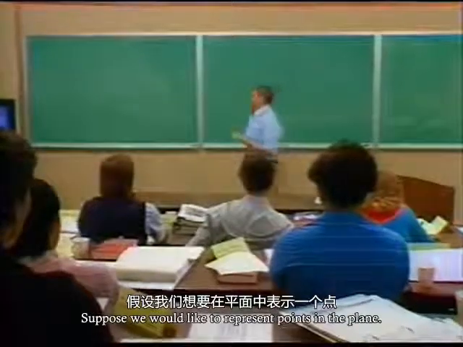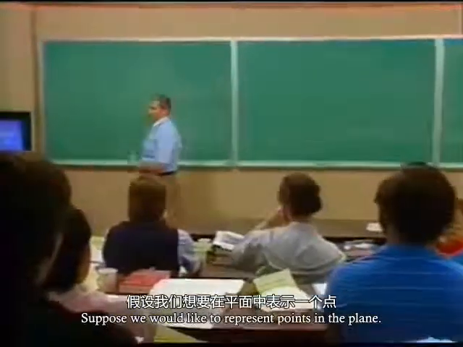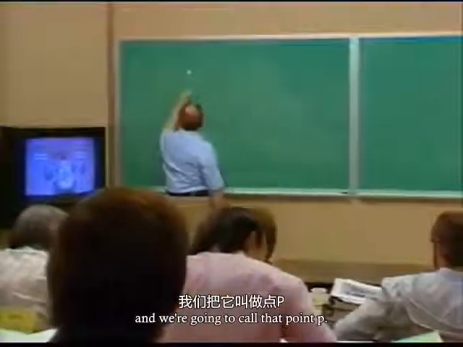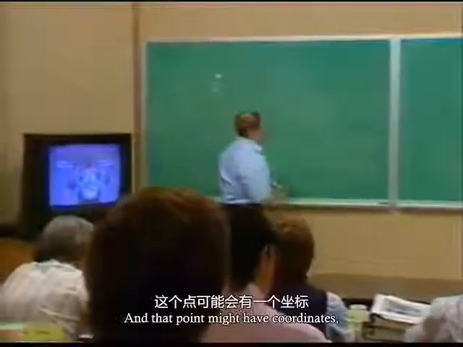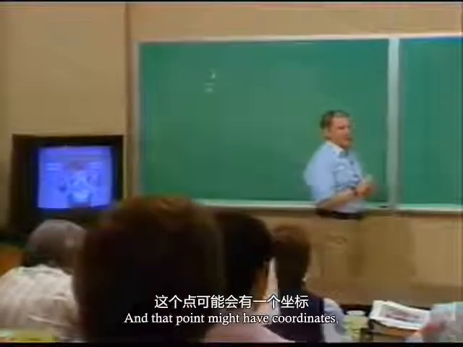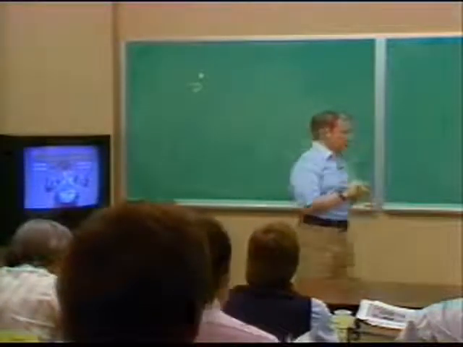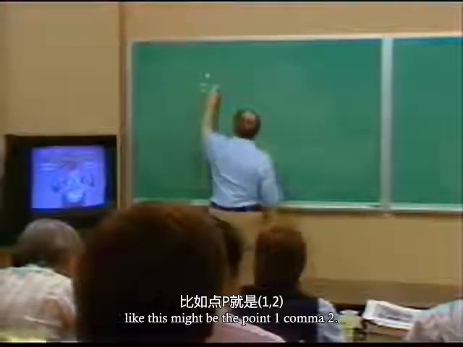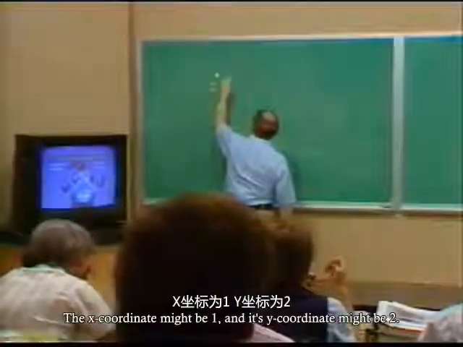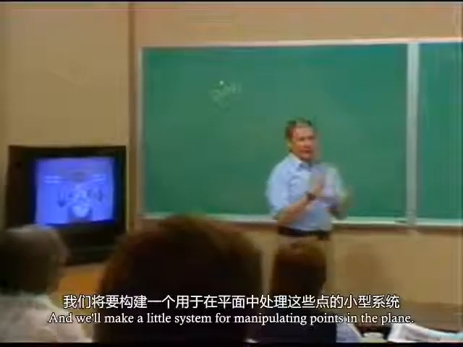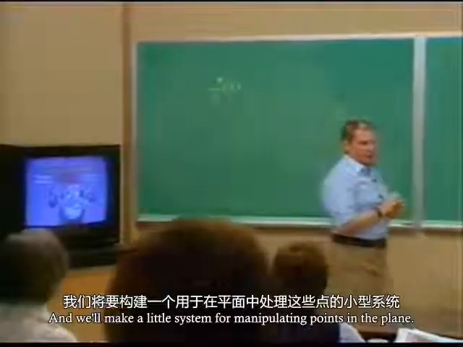Okay. So for example, let me just run through another thing that's a lot like the rational number one. Suppose we would like to represent points in the plane. We say, well, there's a point, and we're going to call that point P, and that point might have coordinates. Like this might be the point 1, 2. Its x-coordinate might be 1, and its y-coordinate might be 2. And then we'll make a little system for manipulating points in the plane.